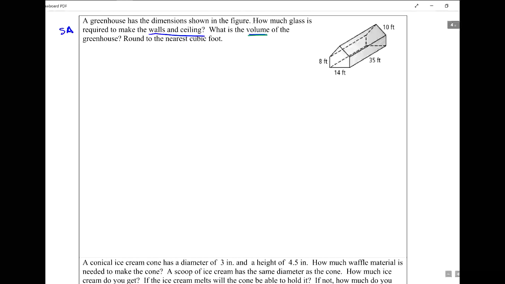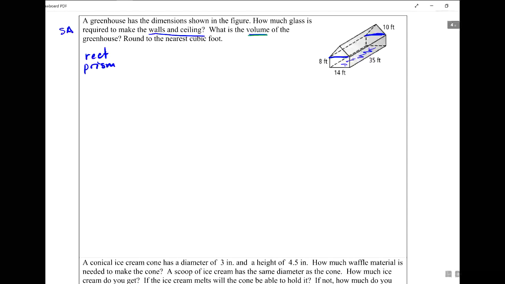All right, first thing I'm going to do, if we want to find out how much glass it takes, I'm going to break this up into two separate prisms. I am going to start with the rectangular prism on the bottom, and we want to know how much glass for the walls and ceiling. So we are ignoring the top and bottom here, right? Here's our base down here, and the top of our box there doesn't exist, and the bottom of our box sits on the ground, so we wouldn't make that out of glass.